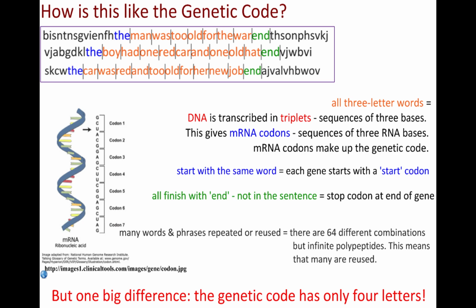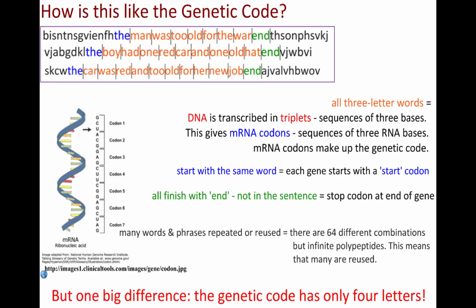Now, how is this like the genetic code? Like I said, it represents nucleotides with the codon sequences. There are many words and phrases repeated or reused, and we know that there are only 64 different combinations, but infinite polypeptides, which means that the combinations are endless. So many are reused, which is quite common as well.